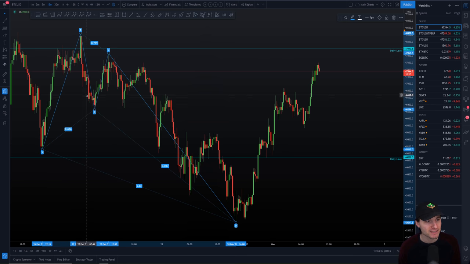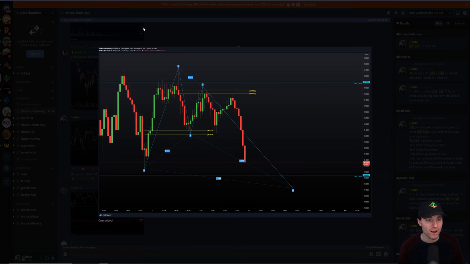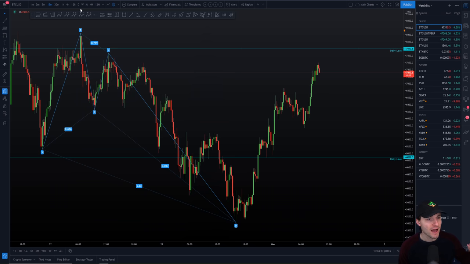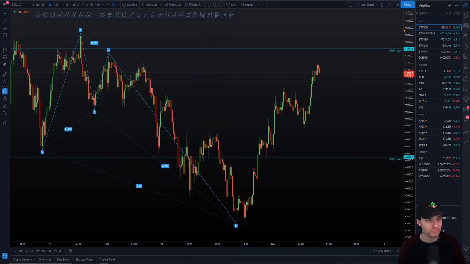You can see we go X, A, B, C. And then obviously for D, you do have a bit of a box, an area of where it could possibly hit, okay? And your bigger target is obviously, as given on the cheat sheets that we give, 1.618, okay? XA expansion, 1.618. You've got all the information in the cheat sheet.